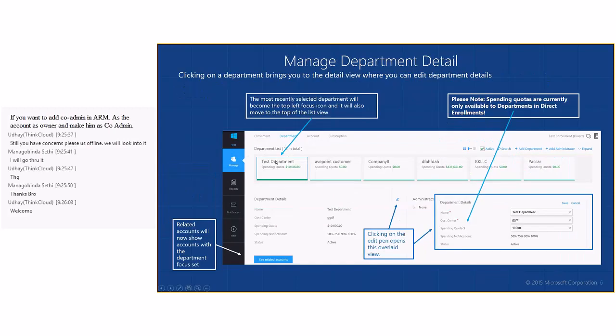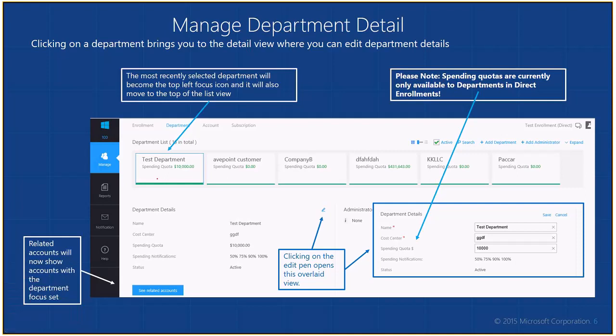When you click on a department here, you can set the spending quota. If it reaches 50%, or 80%, you'll get a notification based on the alerts you put in place. You can search all the subscriptions from here at the department or the account administrator level.